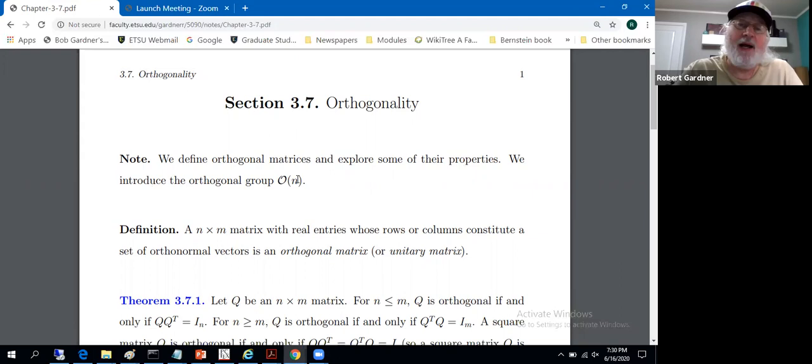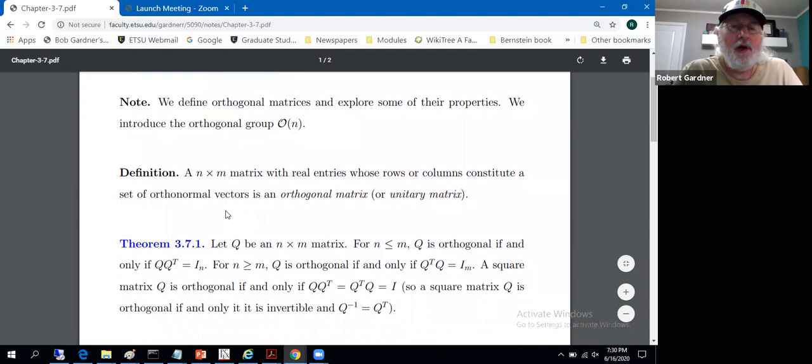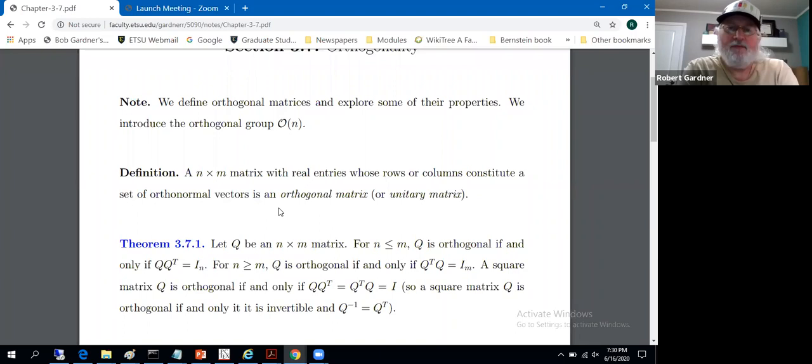Our definition is as follows. An n by m matrix with real entries whose rows or columns constitute a set of orthonormal vectors is an orthogonal matrix or a unitary matrix. Now, there's no typo in that statement. It seems they ought to be called orthonormal matrices since their columns or the rows form an orthonormal set of vectors, but this is standard terminology. We refer to these as orthogonal matrices on the requirement that either their collection of rows or the collection of columns forms an orthonormal set of row vectors or column vectors, respectively.